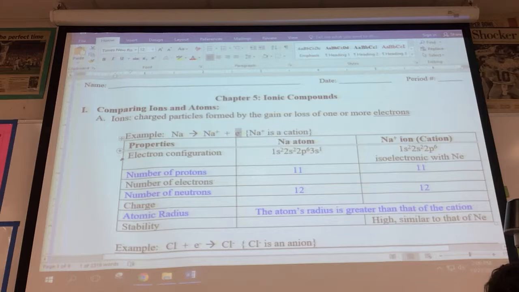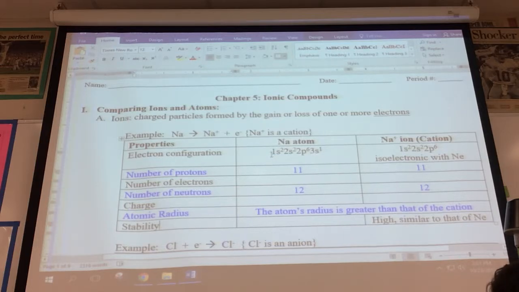We're going to look at properties of electron configuration. That is from chapter 3. We're going to look at protons, electrons, neutrons, and charge. That's from chapter 2. The radius is from chapter 4. The stability will be the new piece of the puzzle.